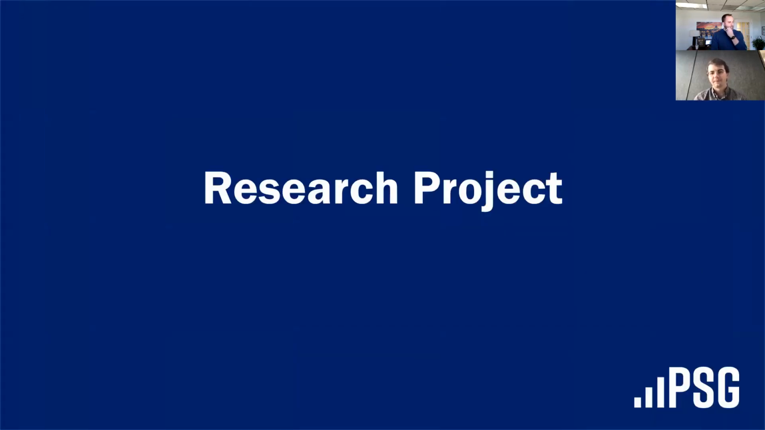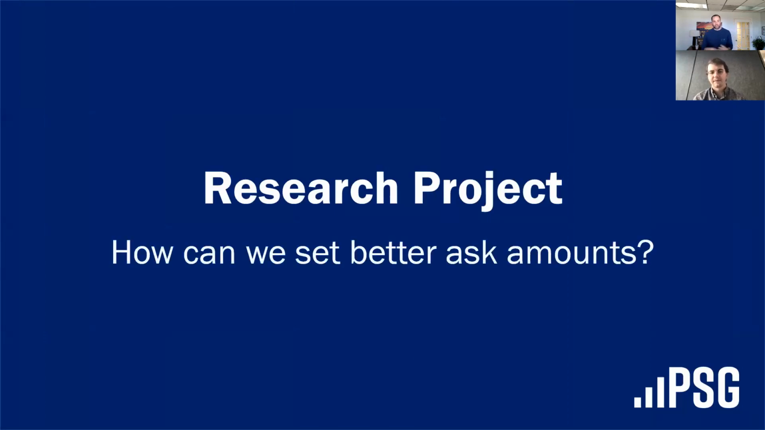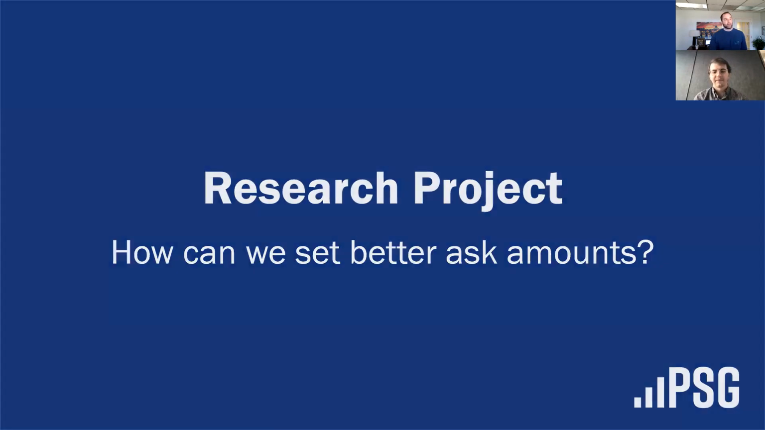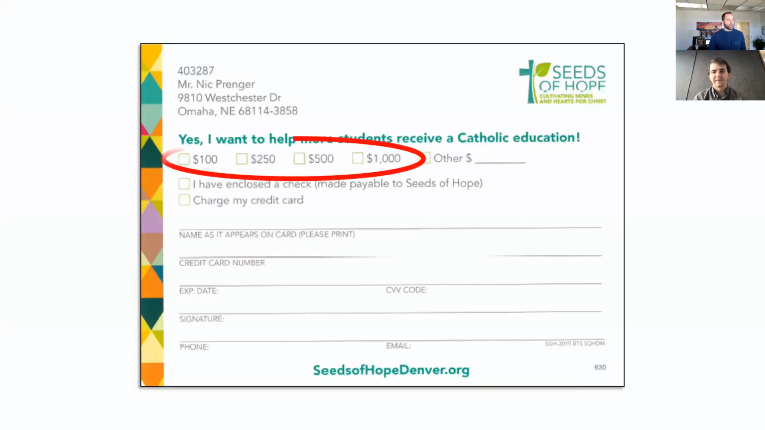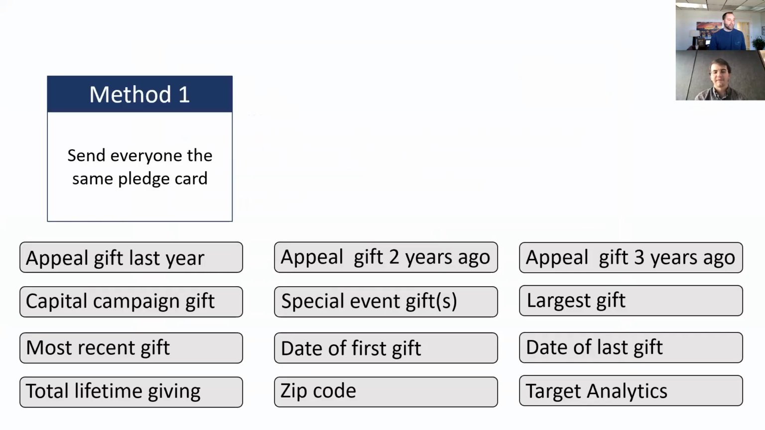Final point, we did a big research project, and that's kind of where AskGenius came about. We want to know, how do we set better ask amounts? And when I say ask amounts, we're talking about these guys right here. You're sending direct mail out the door, similar to what Will's got on the donation page online. When you send that direct mail out, how do you set the perfect amount for everybody if you're going to mail to 10,000 or 50,000 or 100,000?